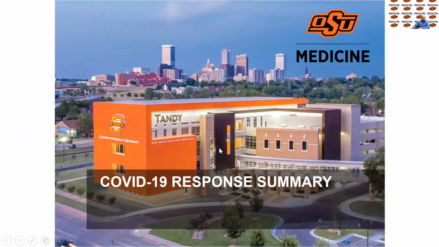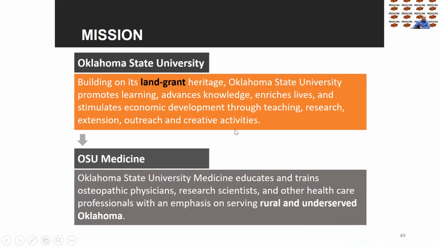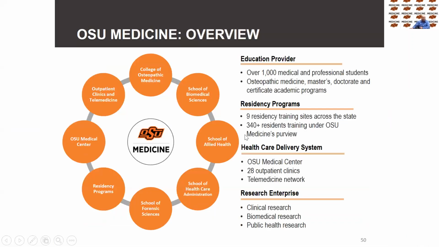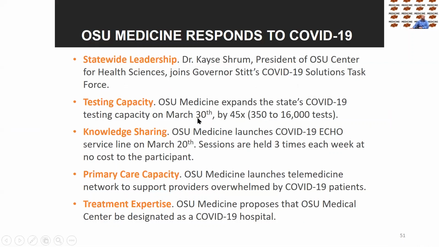I just wanted to give a brief update on the OSU COVID response. As you know, OSU is a land-grant university. In OSU Medicine, we focus on rural and underserved Oklahoma. This is OSU Medicine as a whole, looking at our education, residency programs, healthcare delivery, and research enterprise. So as you know, we've been really working hard to kind of support the state in this endeavor.